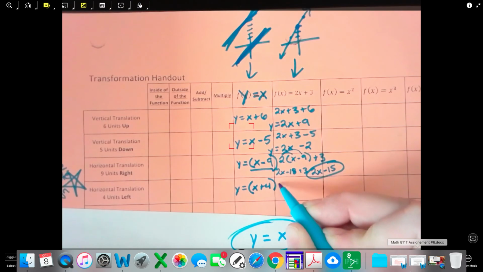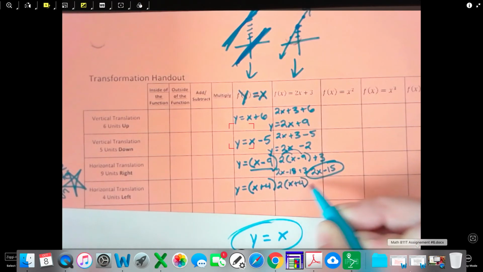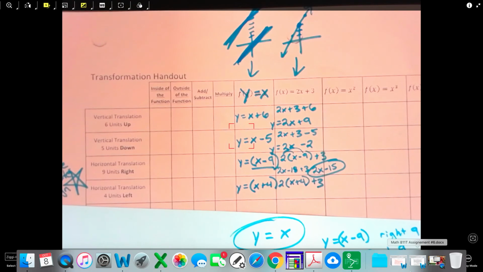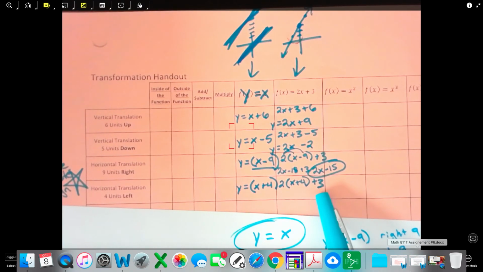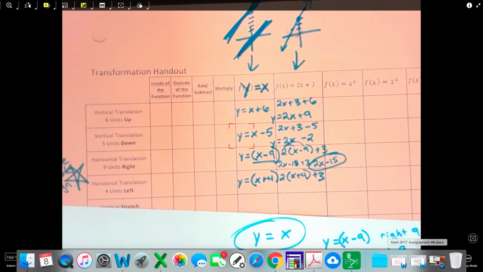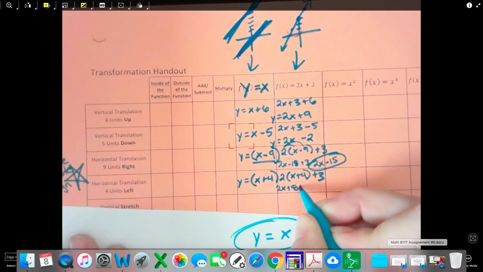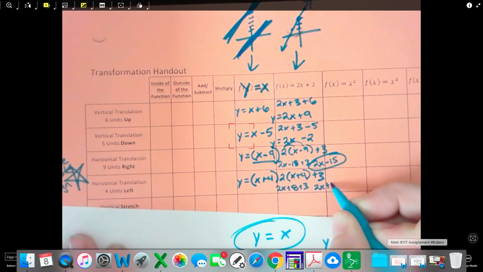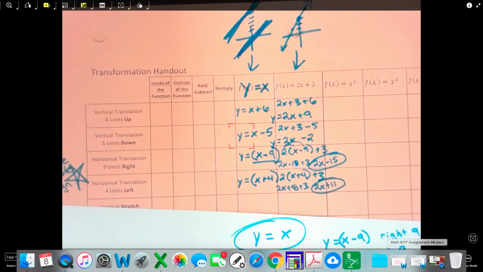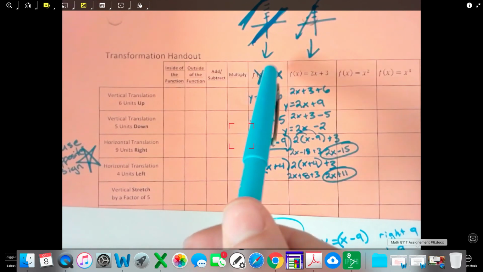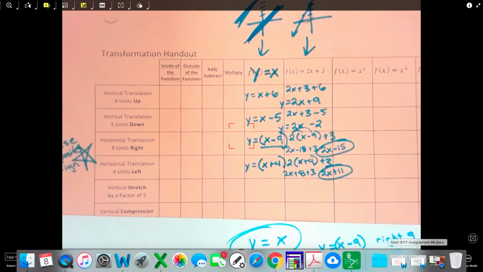So inside here, this would be 2 parentheses x plus 4 plus 3. Instead of it being 2x plus 3, you replace that with x plus 4, and then you distribute the 2. So he will be 2x plus 8 plus 3, or 2x plus 11. Okay? And again, for a linear function, going 4 to the left is kind of like going 4 units up. 4 to the left and 4 up is the same thing, only for a linear function. When you do 2x plus 3, it won't be the same. Okay?